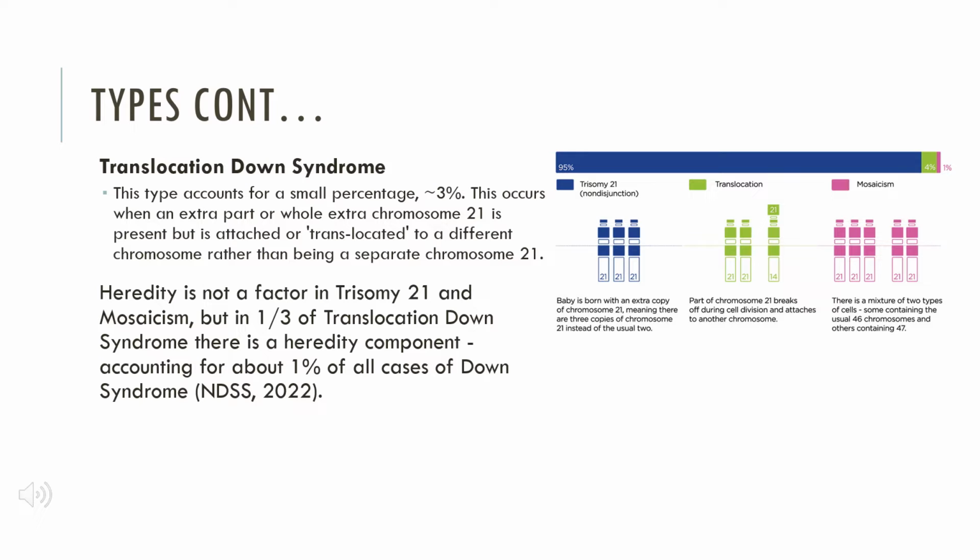Translocation Down syndrome accounts for a small percentage, approximately 3%. This occurs when an extra part or a whole extra chromosome 21 is present but is attached, or translocated, to a different chromosome rather than being a separate chromosome 21. Heredity is not a factor in trisomy 21 or mosaicism, but in 1/3 of translocation Down syndrome cases there is a hereditary component, accounting for about 1% of all cases of Down syndrome.